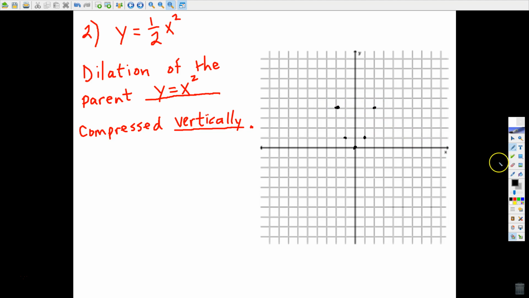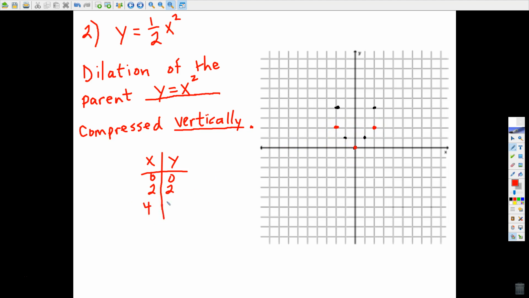All right, just so we can have something to compare. And now let's come up with a table of values for y equals 1/2 x squared. Of course, we'll have the origin. Let's use some numbers, multiples of 2, to make our plotting a little bit easier. We'll do 2 squared, which is 4. 4 times 1/2 is 2. So 2, 2 is on our graph, and then so is negative 2, 2.